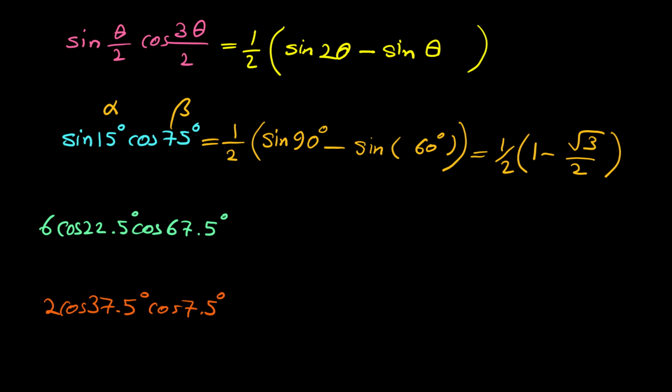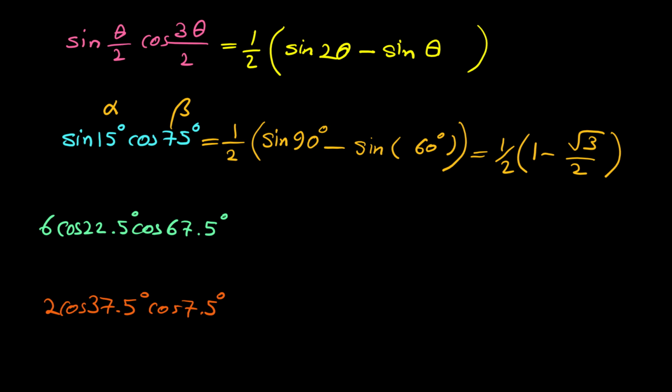Look at the next example. 6 cosine of 22.5 degrees times cosine of 67.5 degrees. We don't know the value of cosine of 22.5 and cosine of 67.5 normally without a calculator. So it can be a good idea to write this in the form of sums. Hopefully it helps us to simplify. What we have to do with 6? 6 is a coefficient. 6 is a number. Don't worry about 6. Leave it outside.